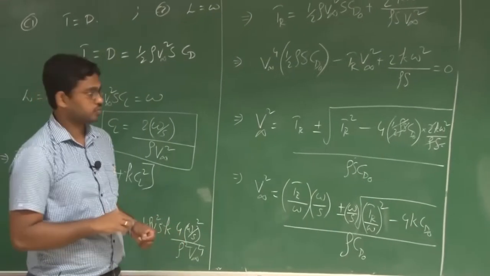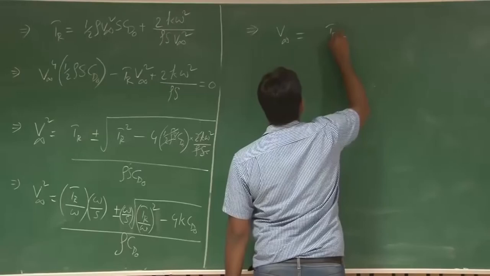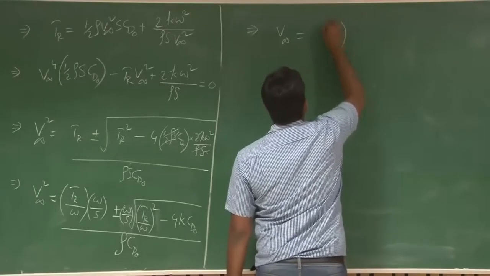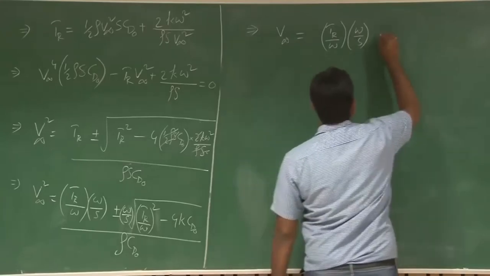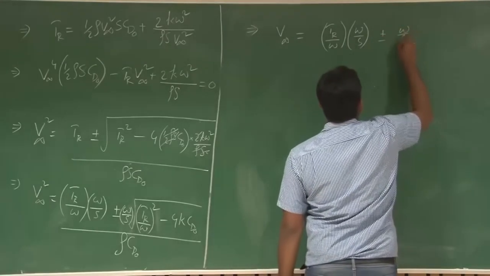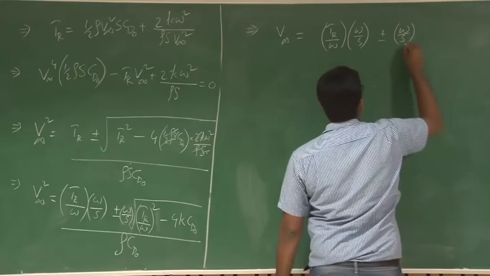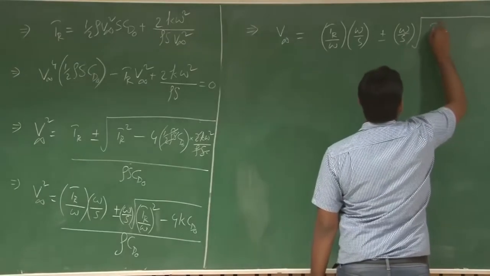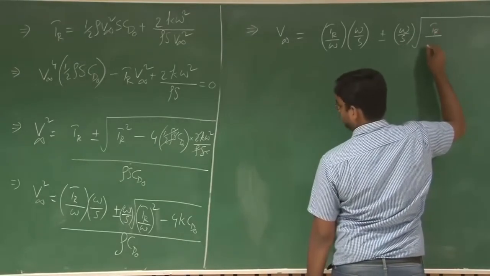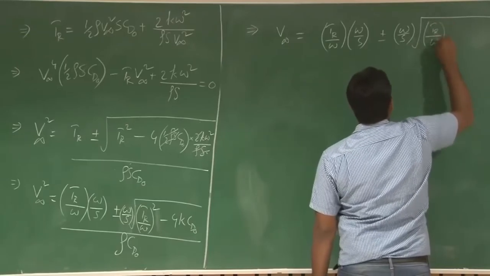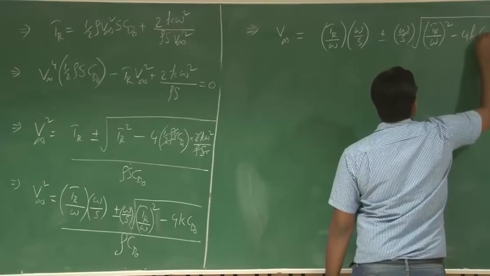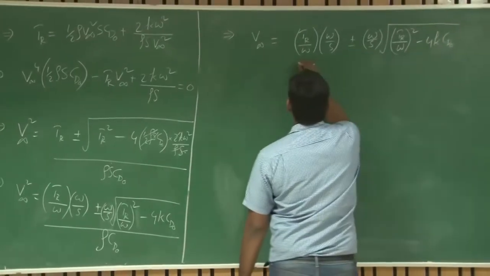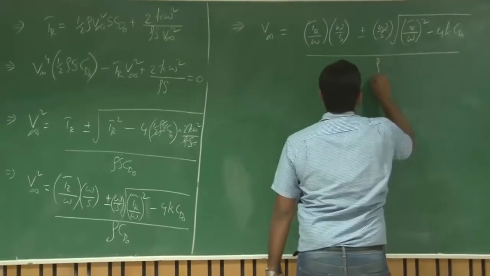So, am I correct? TR by W is a thrust loading, into wing loading, plus or minus wing loading, square root over TR by W whole square minus 4K CD naught divided by rho n.